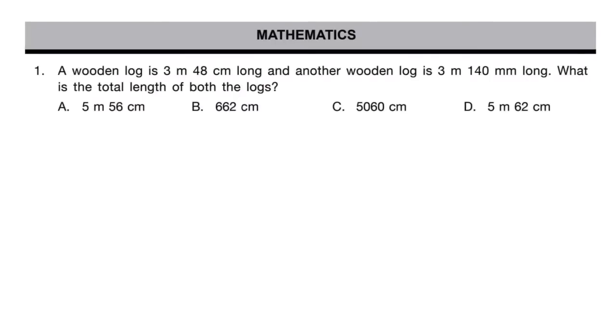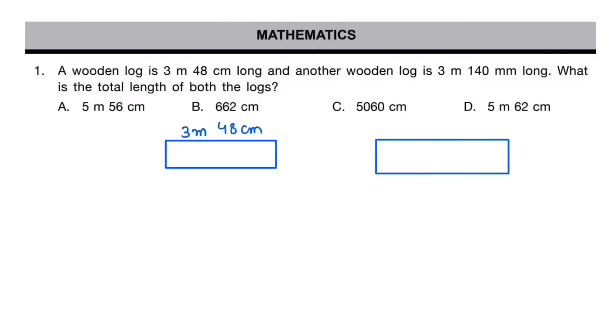Question 1. A wooden log is 3 meter 48 centimeter long and another wooden log is 3 meter 140 millimeter long. What is the total length of both the logs? This is a wooden log. Its length is 3 meter 48 centimeter. This is another wooden log and the length of this log is 3 meter 140 millimeter. Now we have to find the length of both the logs, this plus this. But here it is 3 meter 48 centimeter and here it is 3 meter 140 millimeter. Units are different. So first we will convert the length of this log and this log into centimeters.